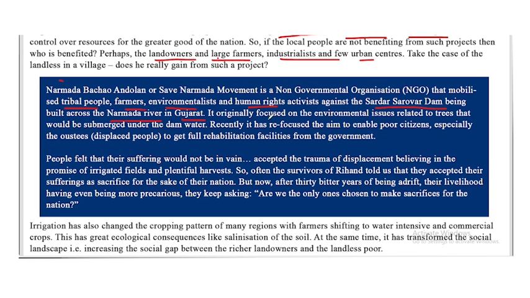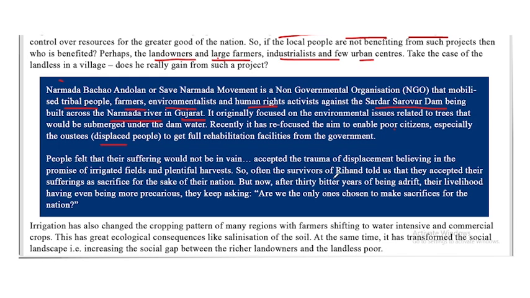Mainly it focused on the environmental issues, that is, it is related to the trees which are submerged under the dam water. Recently, it has refocused the aim to enable poor citizens, especially the oustees, that is displaced people, to get full rehabilitation facilities from the government. People felt that their suffering would not be in vain, accepted the trauma of displacement, believing in the promise of irrigated fields and a plentiful harvest.